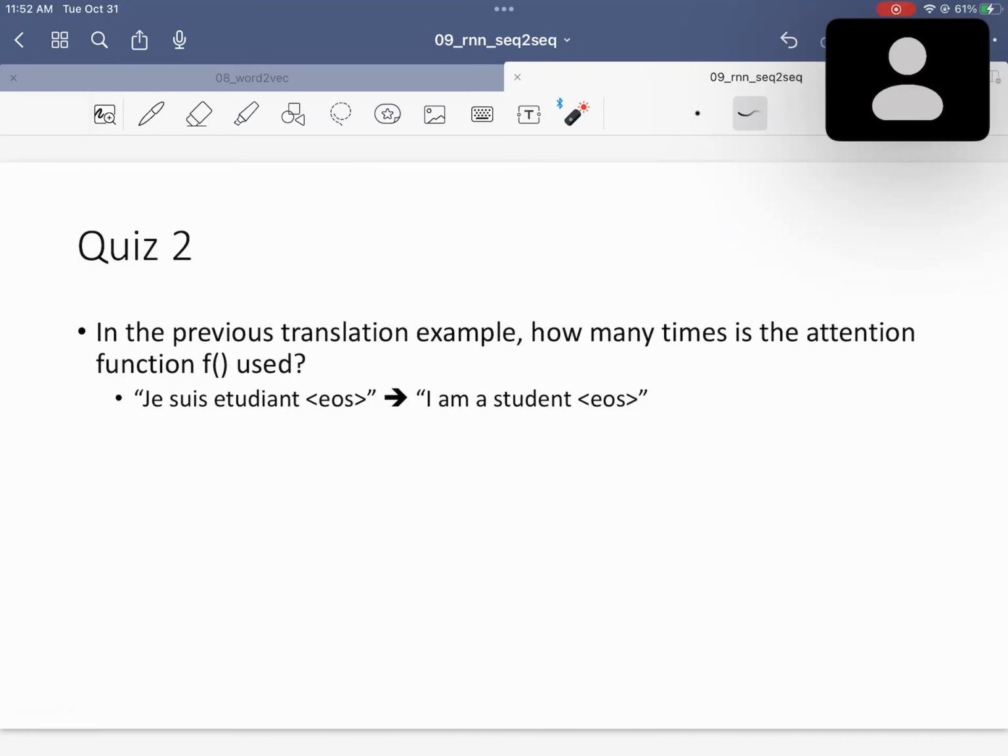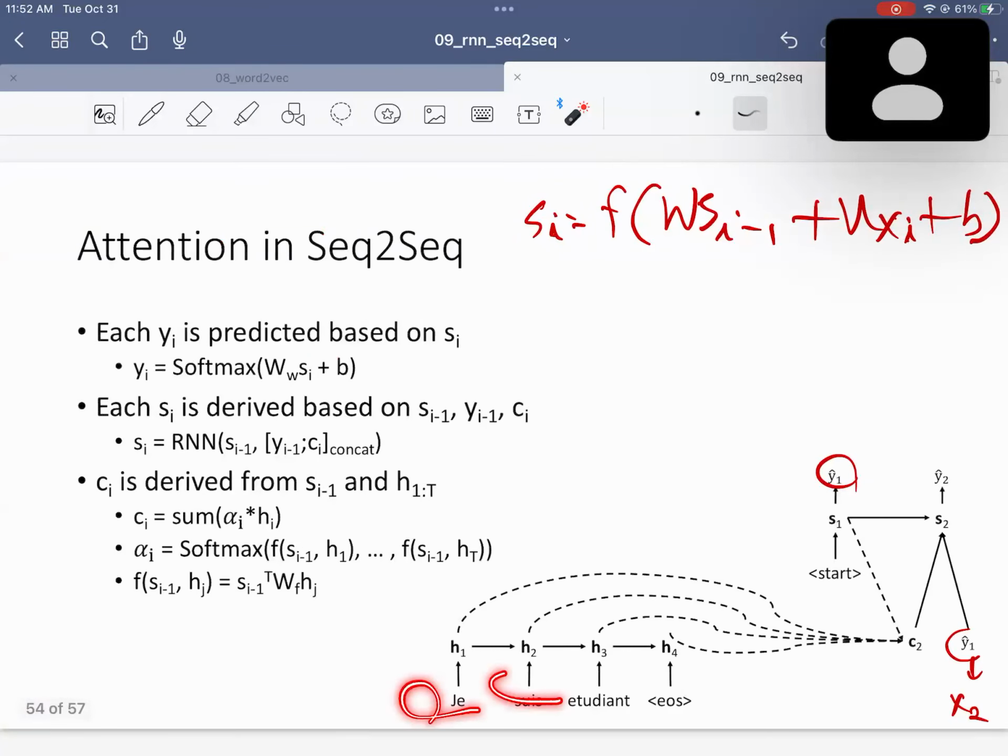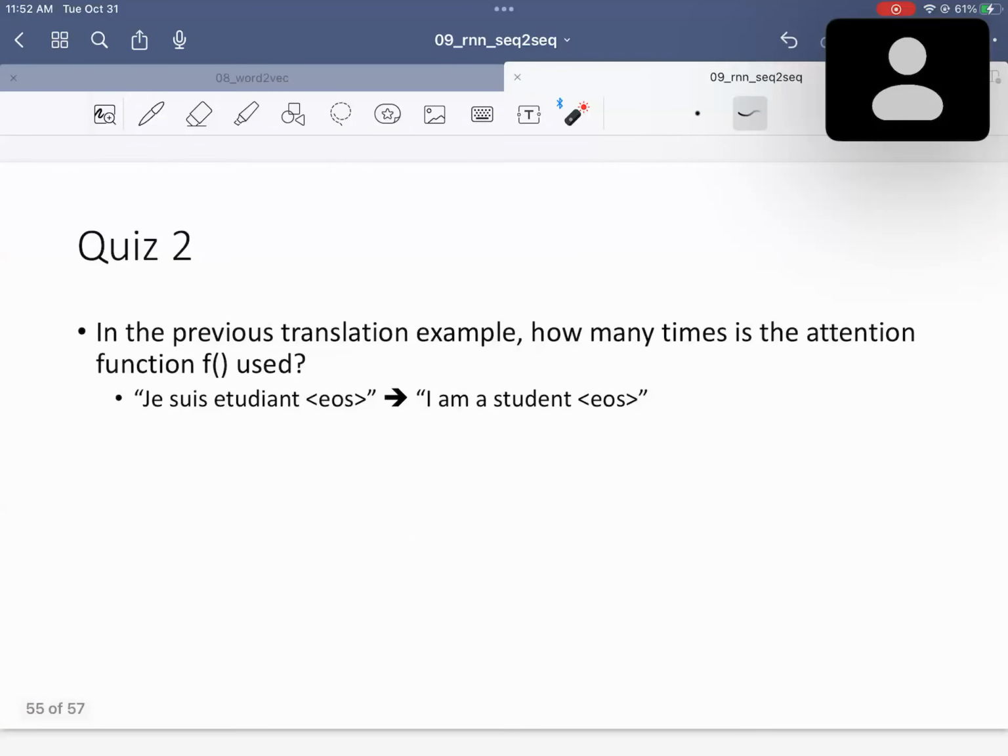In the previous translation example, this one: je suis étudiant, translating that to I am a student. I've written it here. This is our example. How many times is the attention function f called or used? That's the question. How many times is it used to convert this to this? So give me an answer. I'm going to give you 20 seconds.